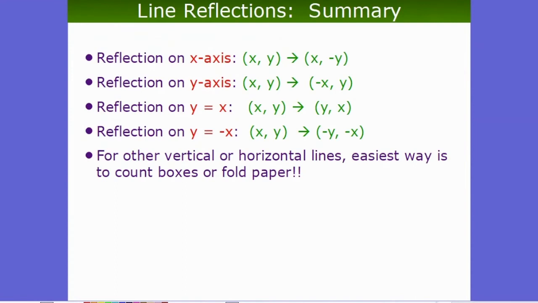So far, here is the summary of what we've looked at. Reflecting over the x-axis, x stays the same, y becomes opposite. Reflecting over the y-axis, y stays the same and x becomes opposite. Reflecting over the line y equals x, you get something that kind of looks like y equals x. And reflecting over the line y equals -x, you kind of do what you did for y equals x. It's just they're both going to be negative because there's a negative there to remind you that's what it looks like. Other vertical or horizontal lines, just count the boxes.